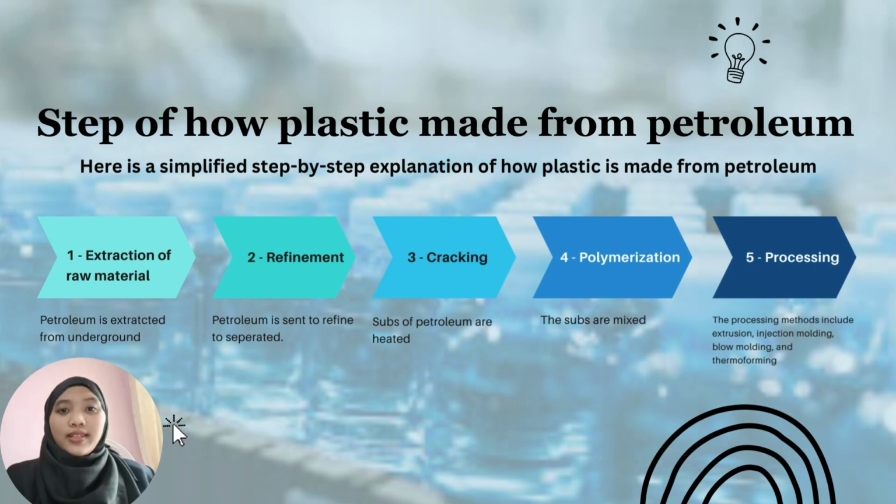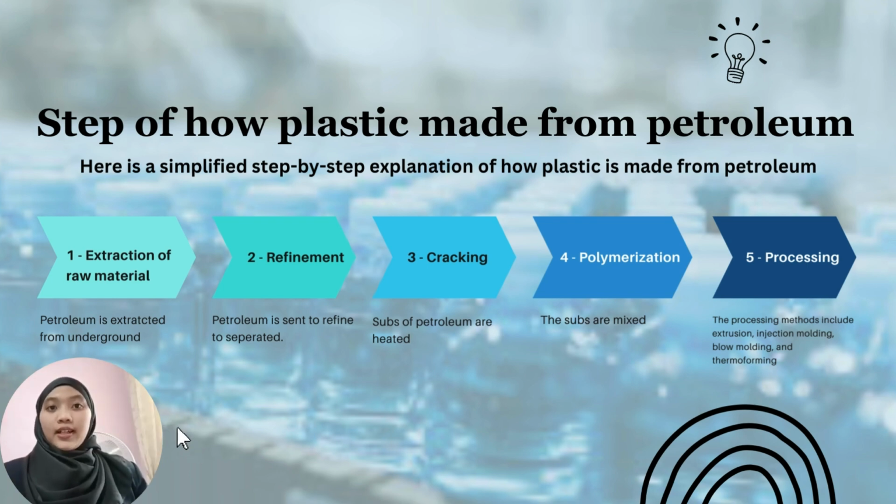Naphtha is a liquid hydrocarbon that can be further processed to produce other chemicals. Ethane and propane are gases that can be easily converted into ethylene and propylene, which are the building blocks of plastics. The third step is cracking.